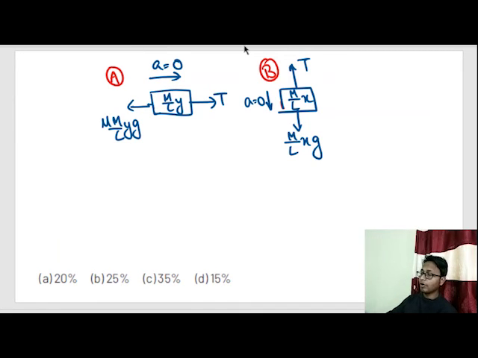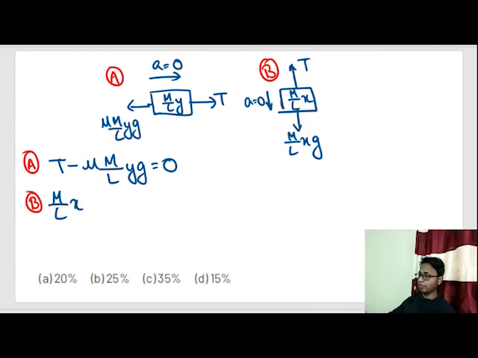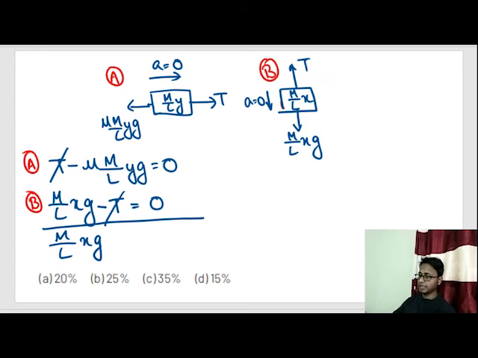Now, from the equation of A, I can easily say that T minus μ m by L y into g is equal to 0. From the equation of B, I can say that m by L x, which is the mass of this block, into g minus T is equal to 0. So this T and this T get cancelled. So we get m by L x g minus μ m by L y g is equal to 0.